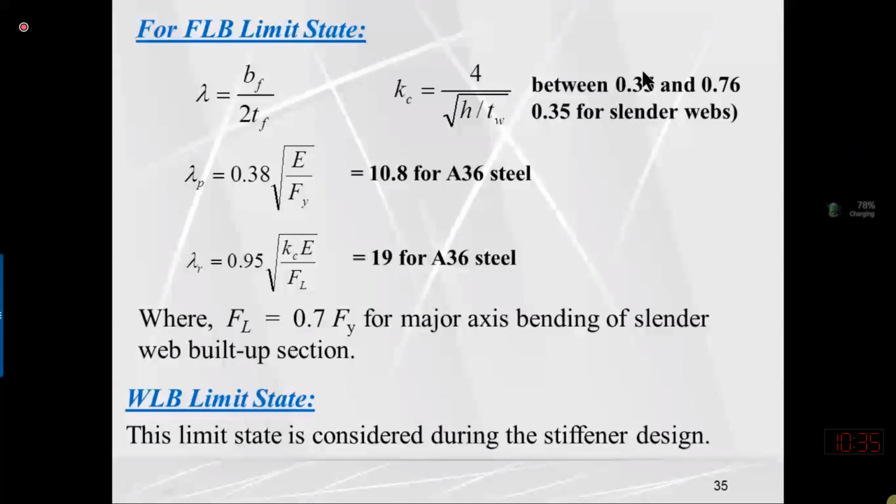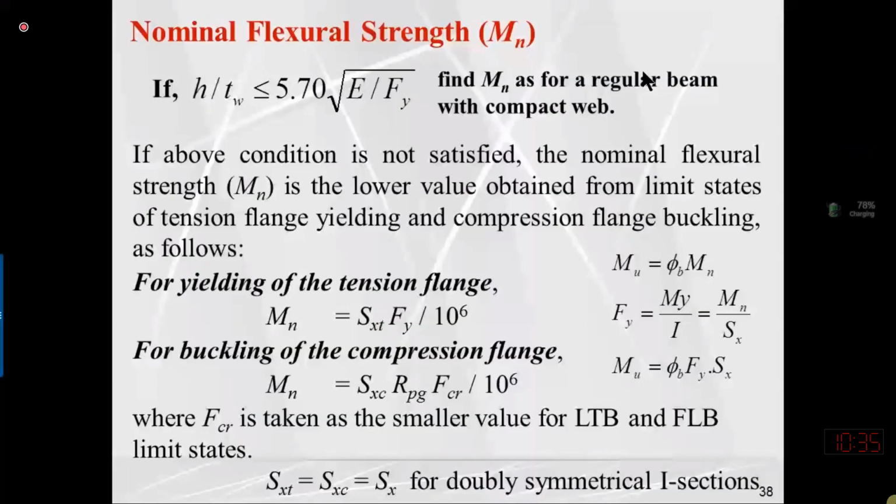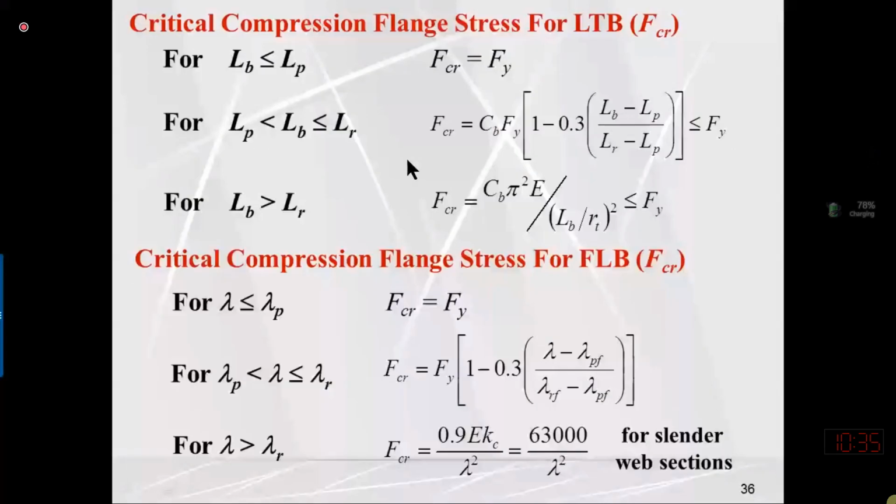Actually, we always determine the moment carrying capacity by this formula, because this formula will always give the lesser capacity, because the compression flange will always buckle before yielding occurs in the tension flange. So we need the FCR value. One FCR value will be based upon lateral torsion buckling, and one FCR value will be based upon flange local buckling. So we shall determine one value from here and one value from here. Whichever is lesser will be used in the formula.